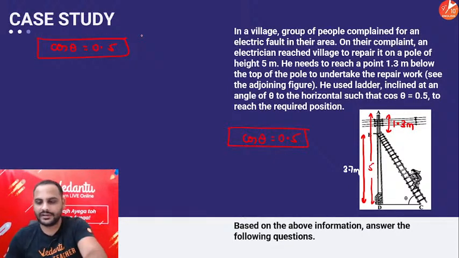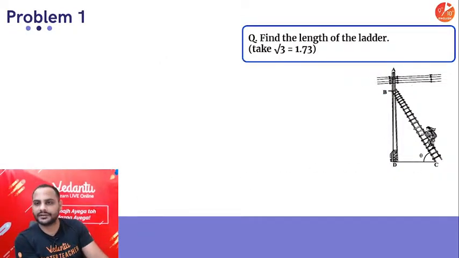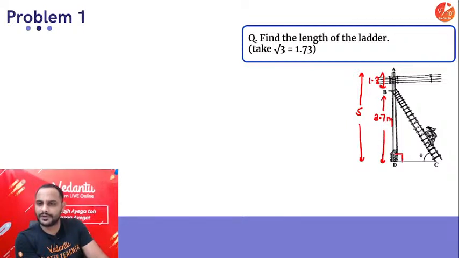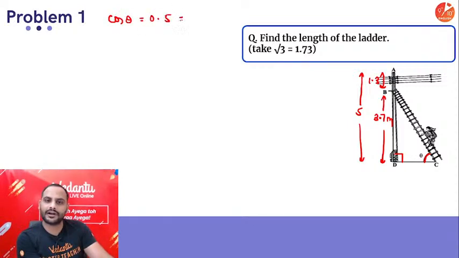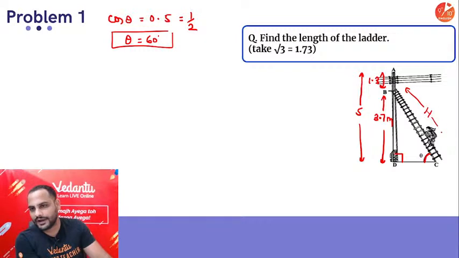Let's see what the question is saying. First part, find the length of the ladder. So guys, look, now we know, brother, the total height of the pole is 5 and the ladder is fixed 1.3 meters below. So 1.3 meters below means 3.7 meters. This is perpendicular, this is theta. Cos theta is given as 0.5 or half. When cos theta is half, children, theta is 60 degrees, right? Trigonometric table. So this theta is 60 degrees. You want to find out the length of the ladder, which will be your hypotenuse.